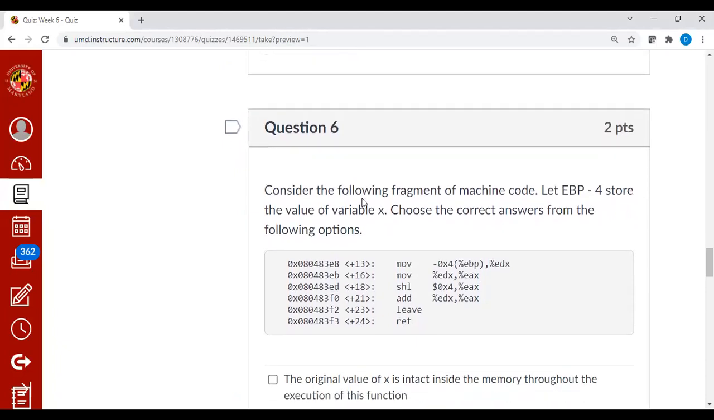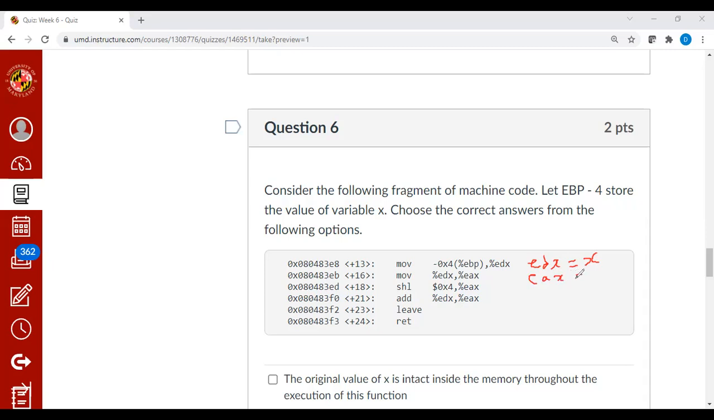Consider the following fragment of machine code. It's actually assembly code, but anyway, EBP minus 4 is having the value X. Choose the correct answers from the following options. So that means EDX will have X here. So EDX will be X. And now the next line, we are moving EDX to EAX. That means EAX also has X.